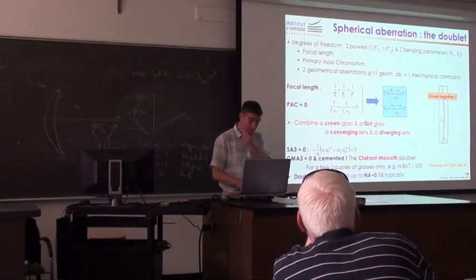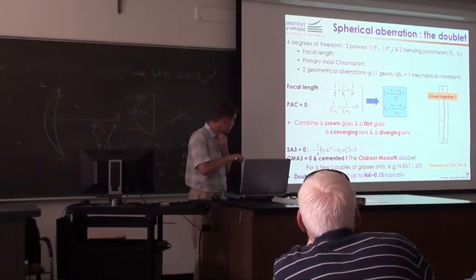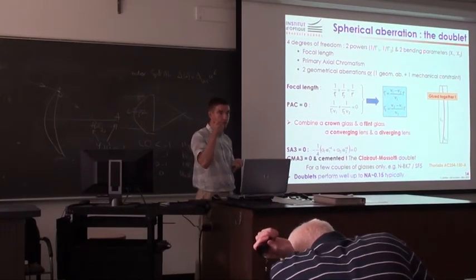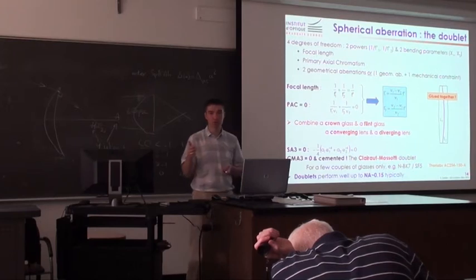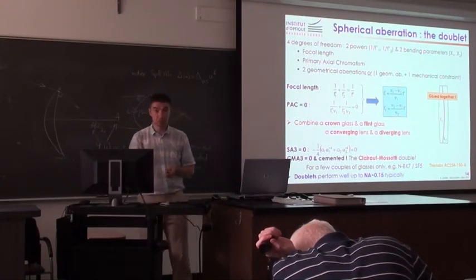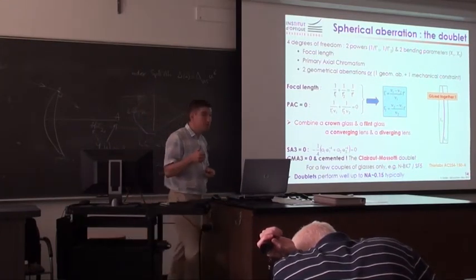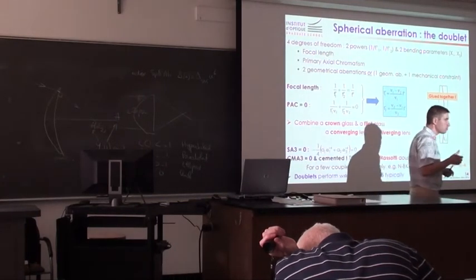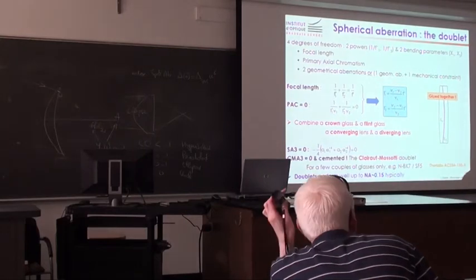Last, not least, doublets perform well. The rule of thumb is up to numerical apertures on the order of 0.15. You may try to improve the performance up to 0.2, but it's going to be hard.